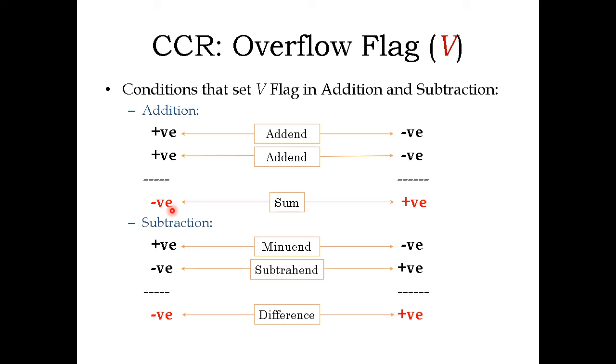You might be wondering, is this really possible? That's not actually possible in traditional math, but that's possible in digital math. We'll show you an example, okay? It's because of the representation of negative numbers. Now, same here, if you are adding two negative numbers and you end up having a positive sum. In these two cases, in case of addition, your V flag is set.